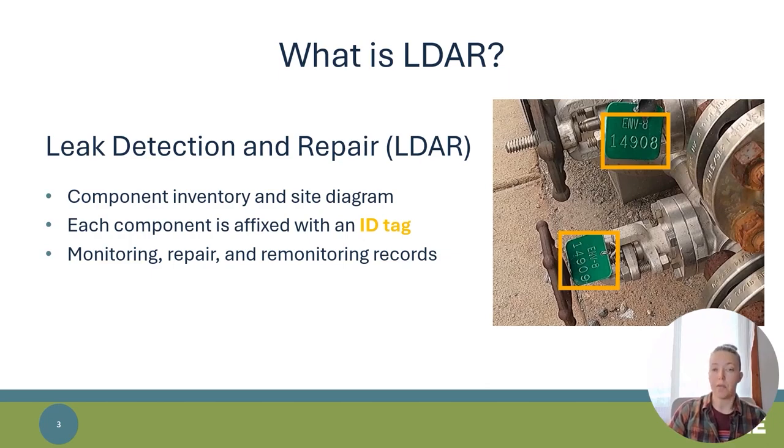Each component has a physical tag with a unique ID so it can be quickly identified and located in the field. Components must be monitored for leaks at specified intervals, repaired within a certain time frame, and re-monitored after repair to make sure that they are no longer leaking.